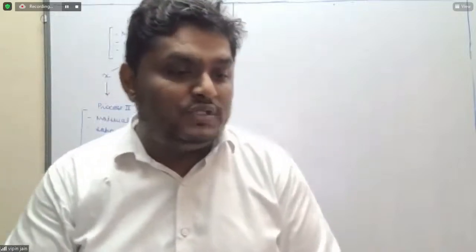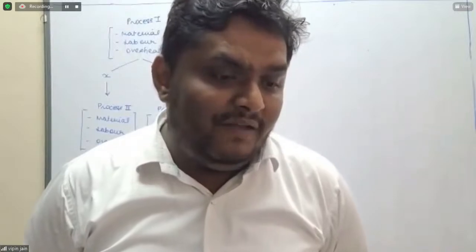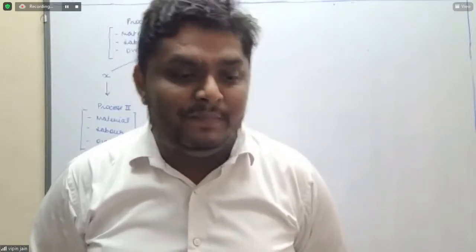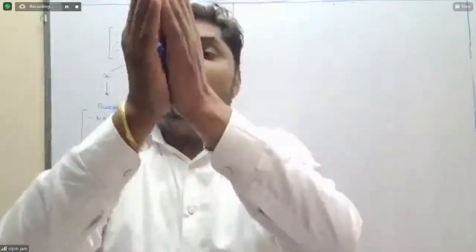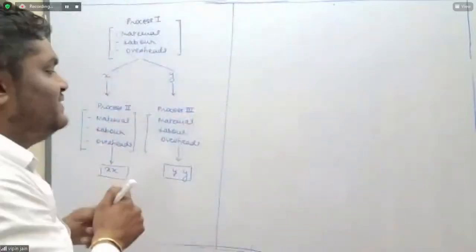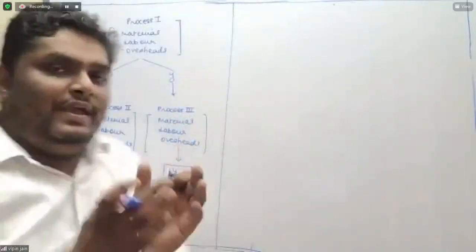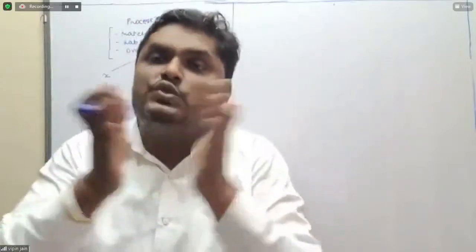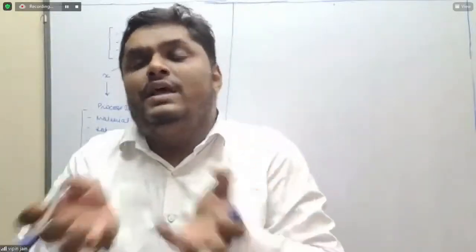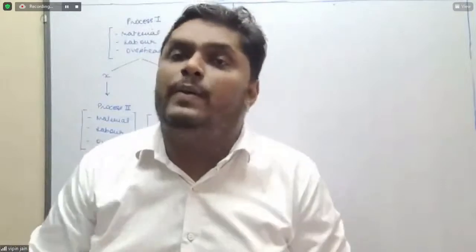Yes, Miss Pooja. Sir, what happens if process second and process third have separate products? Again, we will apportion the cost of process second as well as process third. If from a particular process two products emerge, then in that case we have to apportion the joint cost of that particular process.